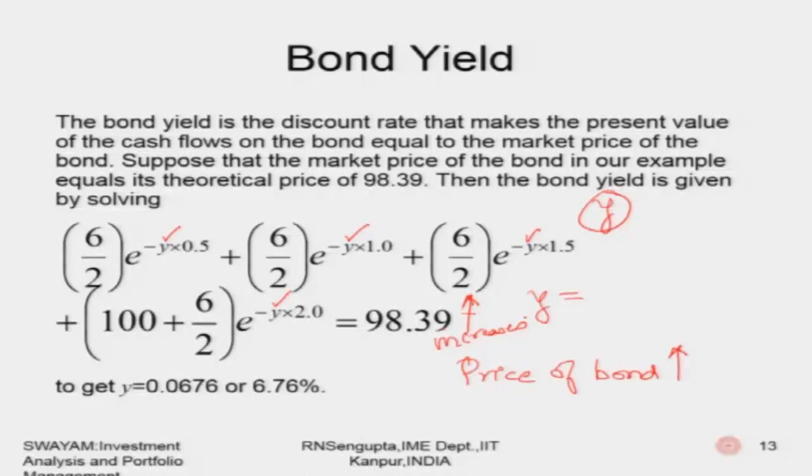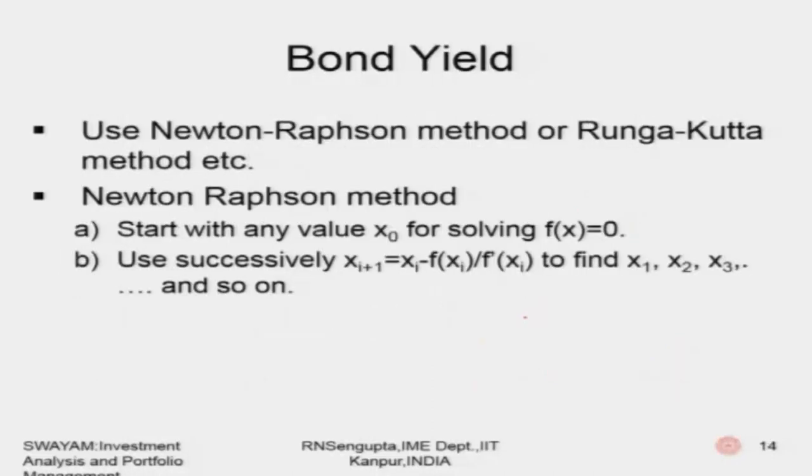And you can have a relationship between the bond yield and the different types of interest rates over the time duration. You can use the Newton-Raphson method or the Runge-Kutta method, some iteration process, and in that case you will start with a value of x naught, I am talking basically about y naught, and you can iterate till you find the almost exact value to the third or fourth decimal place, based on which you can report the value of y.